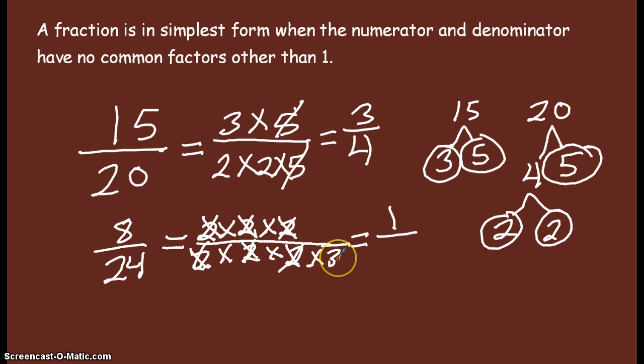And then I'm going to take this 3 and I'm going to put it here because we have no other factors in common. So 8 over 24 works out to be 1/3. So this is just one technique of simplifying fractions to simplest form. You could just write down all the prime factors of that number and then cross out the prime factors that they have in common. What you're left with will be your simplified fraction.